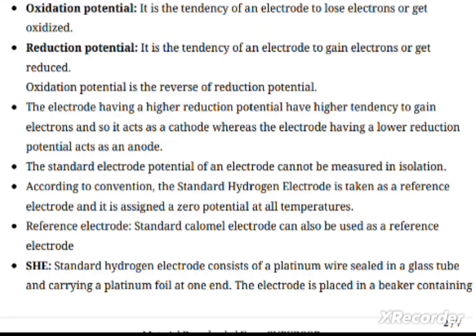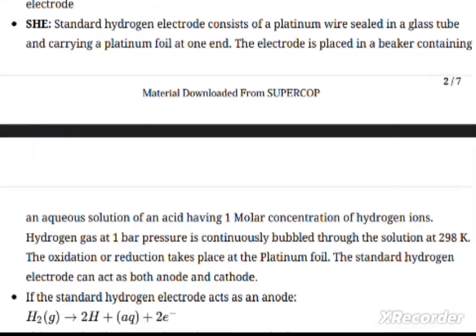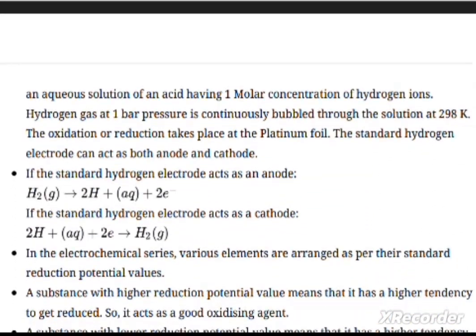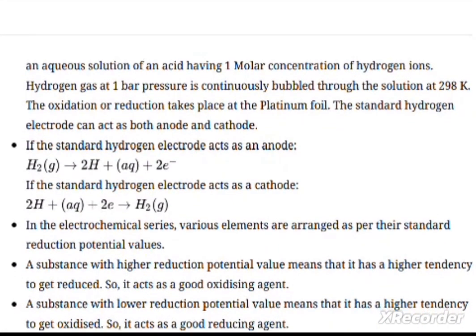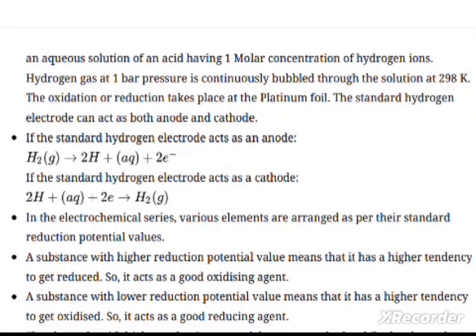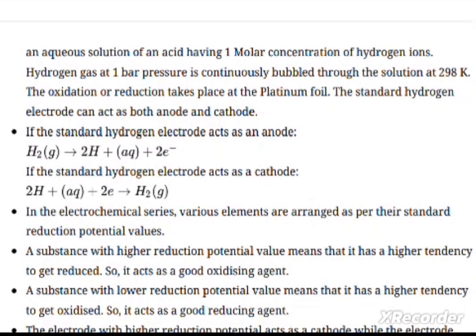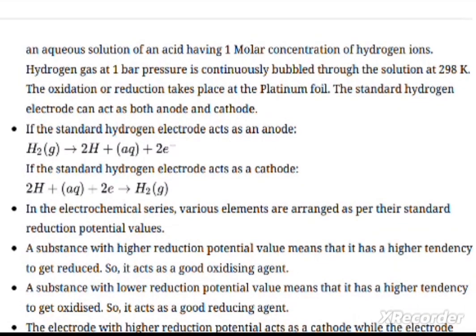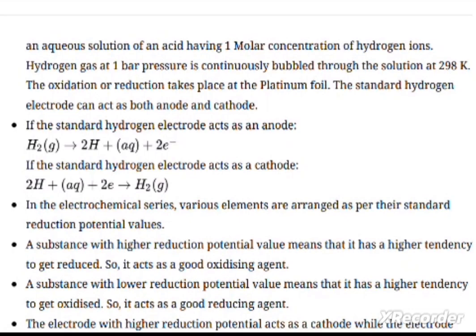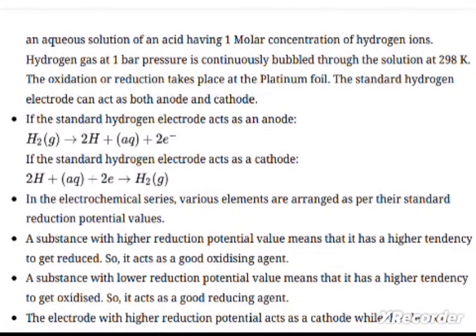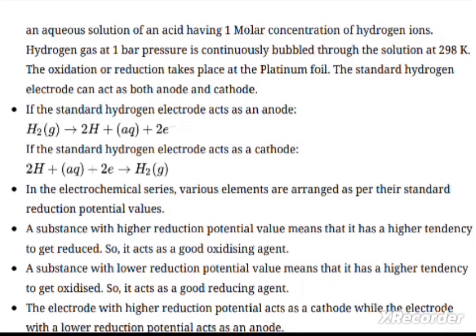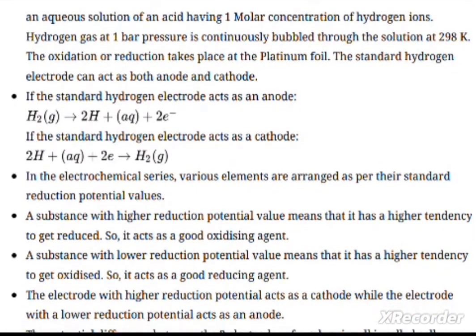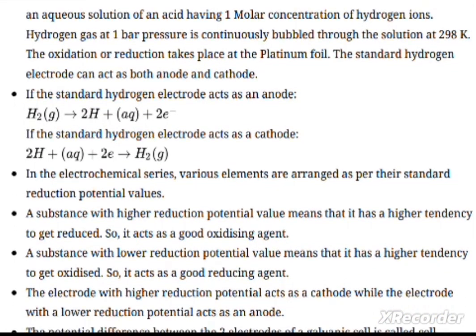The electrode is placed in a beaker containing an aqueous solution of an acid having 1 mole concentration of hydrogen ion. Hydrogen gas at 1 bar pressure is continuously passed through the solution at 298 Kelvin. The oxidation or reduction takes place at the platinum foil. The standard hydrogen electrode can act as both anode and cathode.